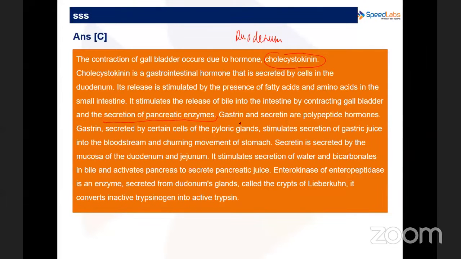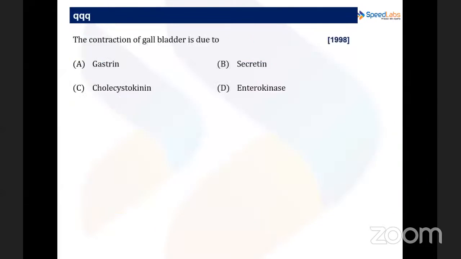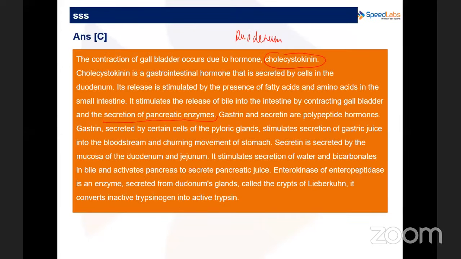Now let's look at the functions of other hormones mentioned in the question: gastrin, secretin, and enterokinase. So gastrin and secretin, both are polypeptide hormones. So what is gastrin? It is concerned with the stomach, released by the pyloric glands of stomach. And what is the function? Secretion of gastric juice and the churning movement of stomach.